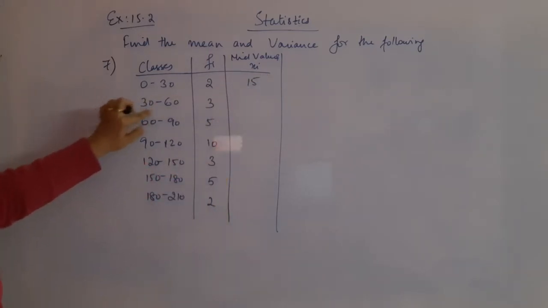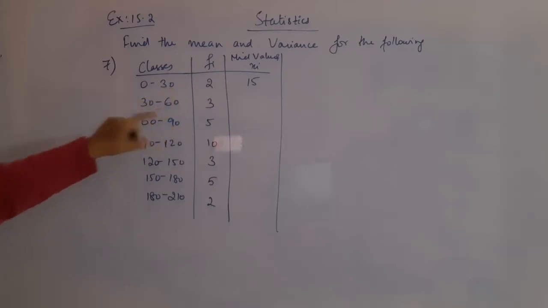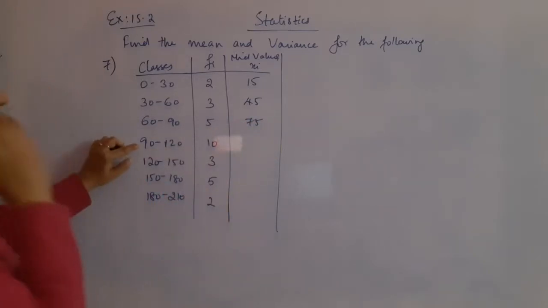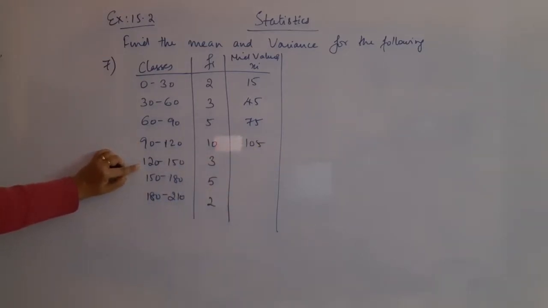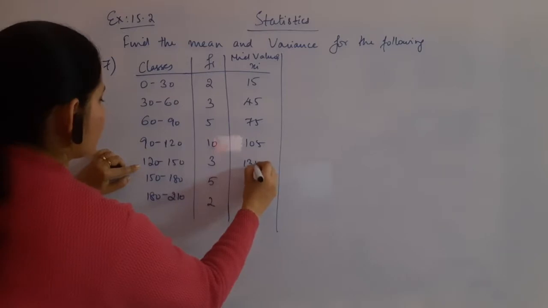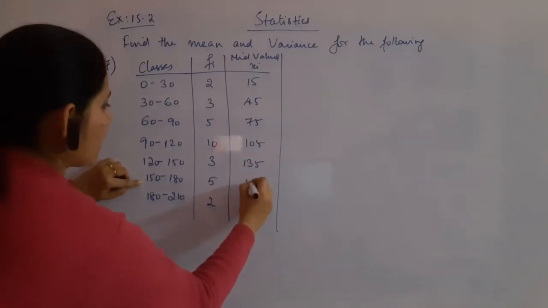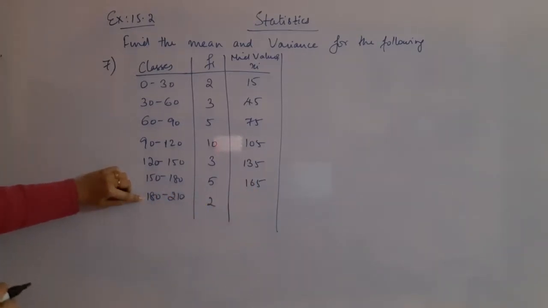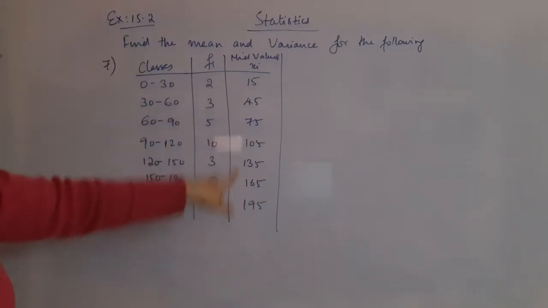What will be that? 15. So that will be the mid value of this one, that is 0 plus 30 by 2. Then 15, 45, 75, then 105, then 120 to 150 will give you the midpoint as 135, 150 to 180 will give you 165, and 180 to 210 will give you 195. Okay, so mid values you got.